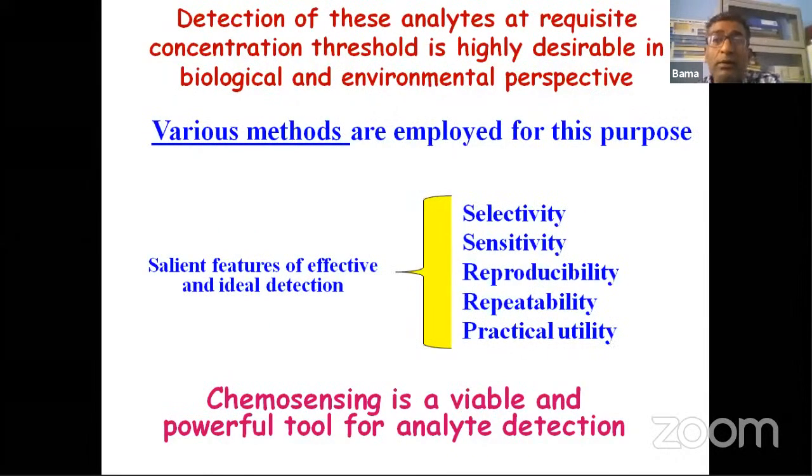Now, as I said, there are various methods employed for detection purposes. The basic criteria for effective and ideal detection is that it needs to be selective, it needs to be sensitive, we need to be able to reproduce the result, the process can be repeated, and it can be of practical utility.